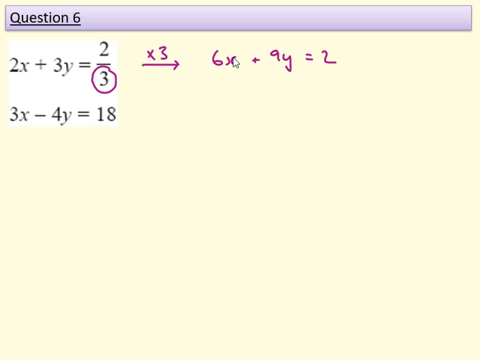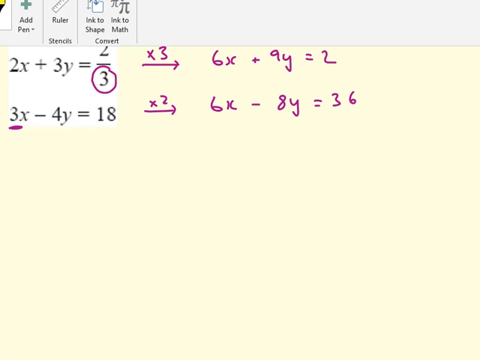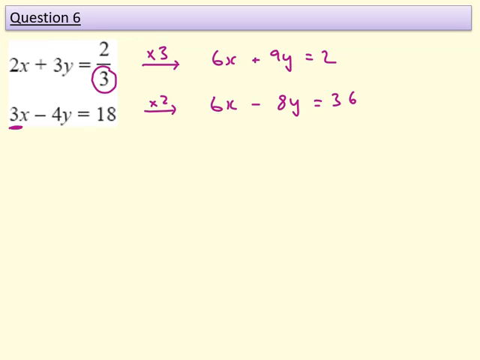Now we're trying to get the numbers to be the same for one of the letters, and the best thing to do is probably multiply the second one by 2, because then it will turn that into a 6 as well. So that'd be 6x minus 8y equals 36. Okay, and that's what you should do there. Now what we've done is we've got the number for the x's to be the same. They've both got a 6 in front.